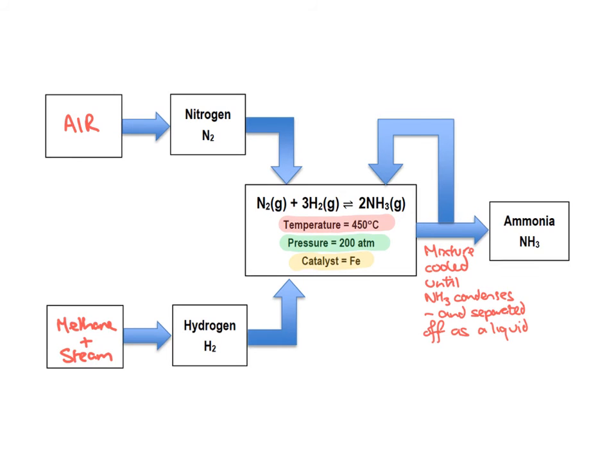Ammonia has a higher boiling point than both nitrogen and hydrogen, which means it'll actually condense before nitrogen and hydrogen. So we can condense just the ammonia and leave the nitrogen and hydrogen in their gaseous form, and that allows us, therefore, to recycle the unreacted nitrogen and hydrogen. So that's why we have the arrow going back into the reaction box.